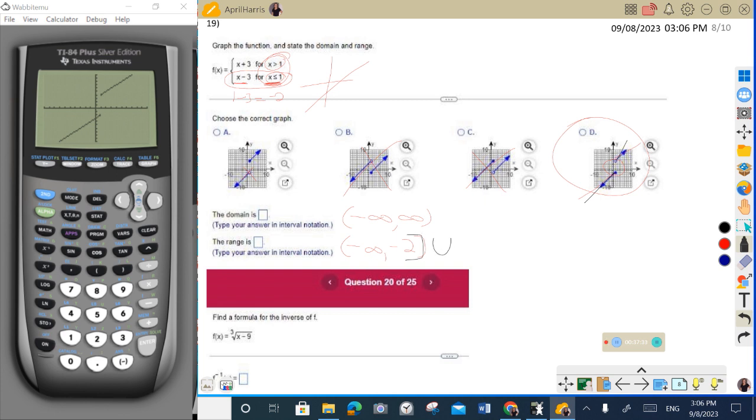Or union symbol. Now we jump up here. That's called jump discontinuity to this y value. So plug 1 into the top equation. 1 plus 3 is 4. So it jumps up to 4. Goes up forever to infinity, but it doesn't touch 4. So parentheses and parentheses on infinity.